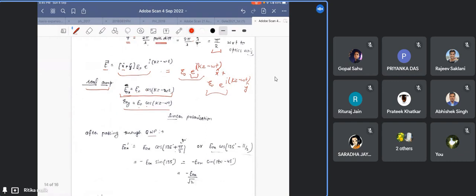So after passing through the quarter wave plate, the first thing that happens is the field breaks into two components, one along the optic axis and one perpendicular to the optic axis. The one along the optic axis is E0x cos 45 and E0y cos 135, and perpendicular to that is E0y sin 45.